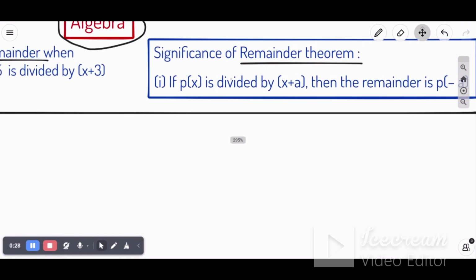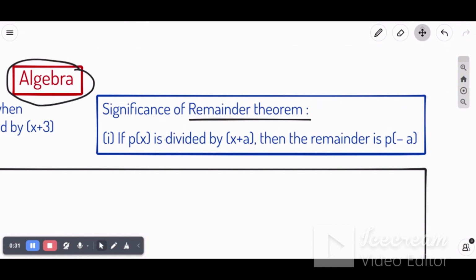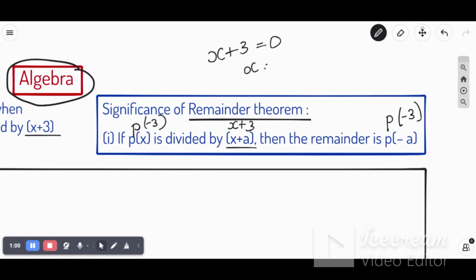So let us use the remainder theorem. As per the theorem, the conclusion is: if p of x is divided by x plus a, then the remainder is p of minus a. Let us take x plus a as x plus 3, as per our given question. Then the remainder will be p of minus 3. We equate x plus 3 to 0, which becomes x equal to minus 3, and we put it in p of minus 3 to get our remainder.